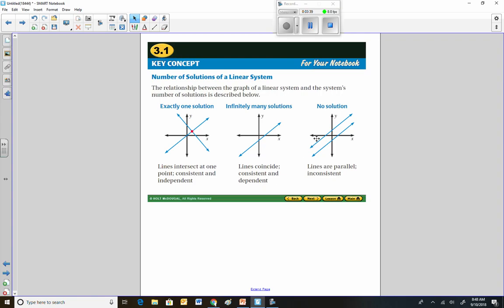Now, if you create 2 lines that are parallel, they are not consistent. In other words, they're inconsistent. They're never going to intersect. So let's review this. If they intersect in one point, they're consistent and independent. If they intersect all over the place, in other words, it's the same line, they're consistent and dependent. If they never intersect, they're inconsistent. All right, let's give it a try.